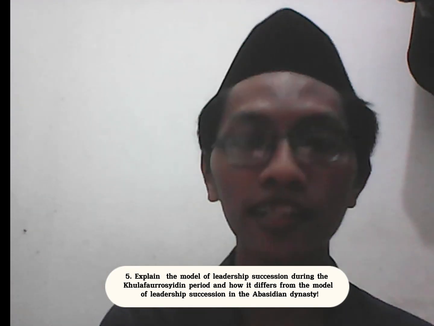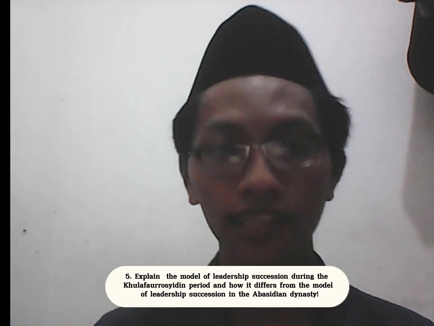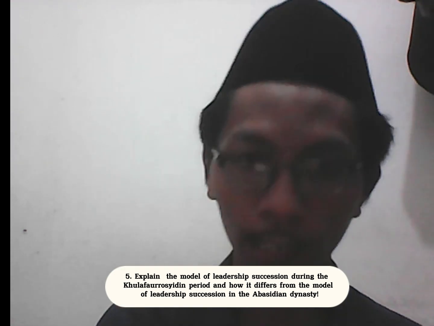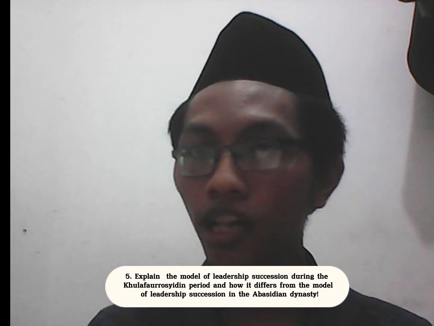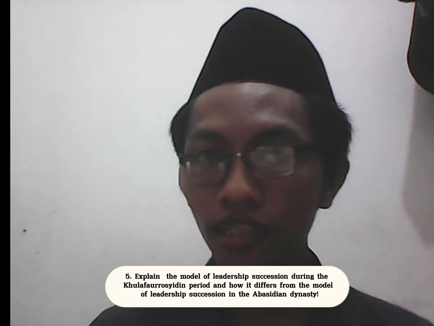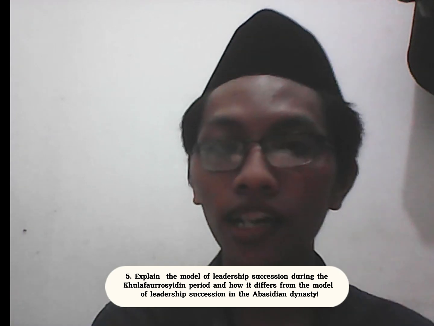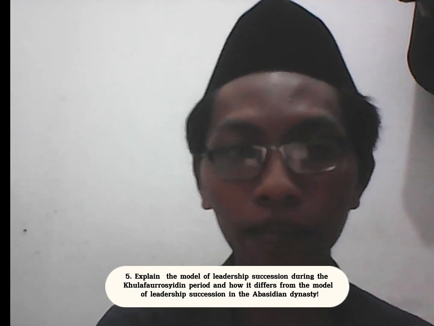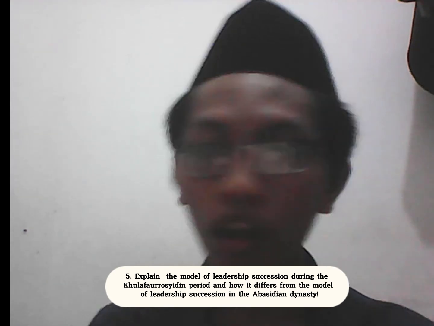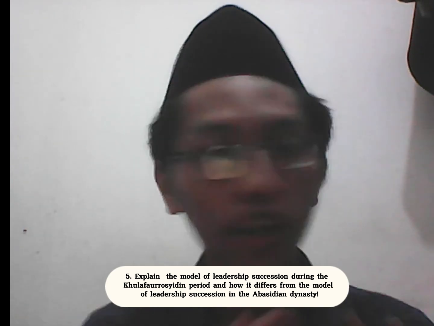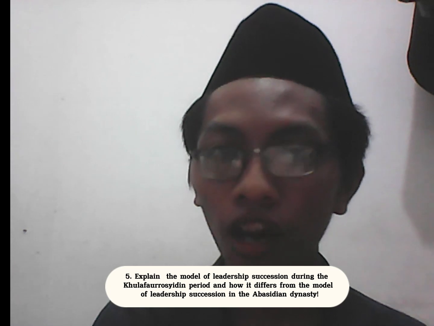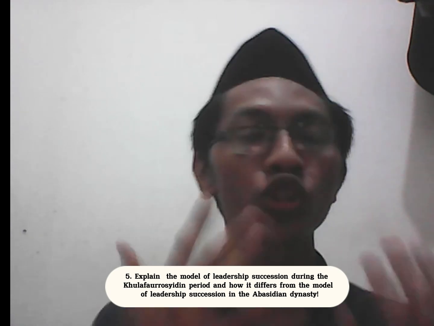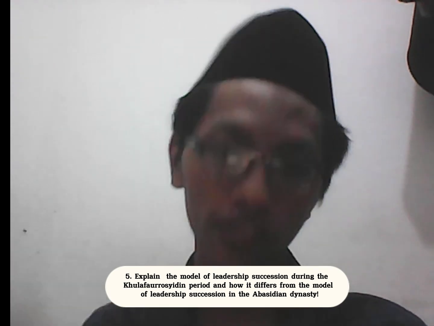The second one, we will move to the model of leadership succession in the Abbasid dynasty. The Abbasid were the second dynasty after the Umayyad dynasty. The Abbasid established a system of passing power, hereditary power, in the family of Abbas bin Abdul Muttalib. Leadership election no longer involved Muslim votes or broad consultation, so it no longer involved Muslim society choosing the next leader.